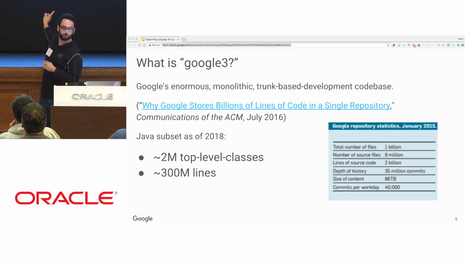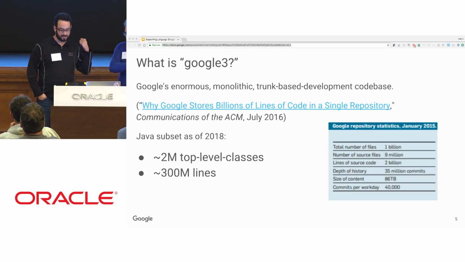And if you can even read those smaller things there, those are the overall code base, and those statistics are 2.5 years, 3.5 years out of date, actually. But what it says is number of files: 1 billion. So this is setting up the fact that we're talking about a lot of code.